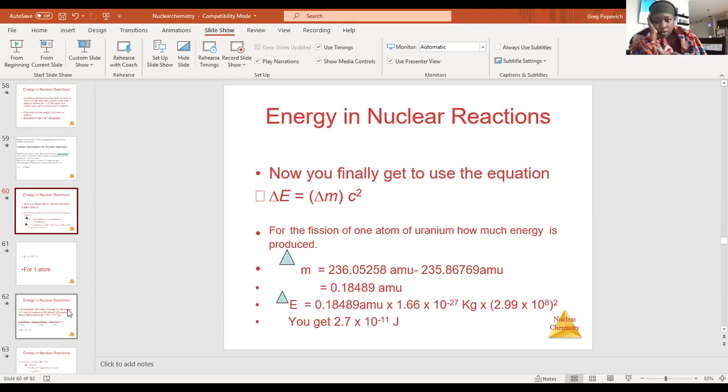I have a question before you go on. Yeah, Benita. For C, is C equal to the 2.99 times 10 to the 8th? Yes, that's the speed of light. It's a constant. Okay, that's squared. Okay.